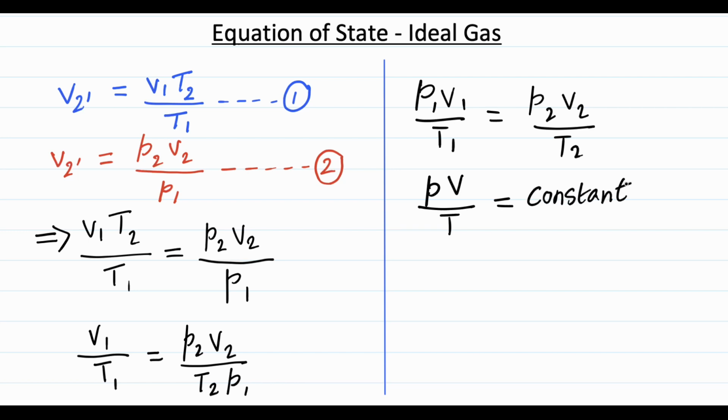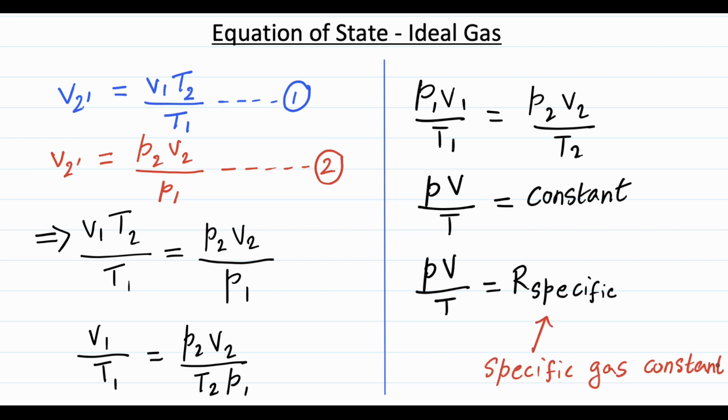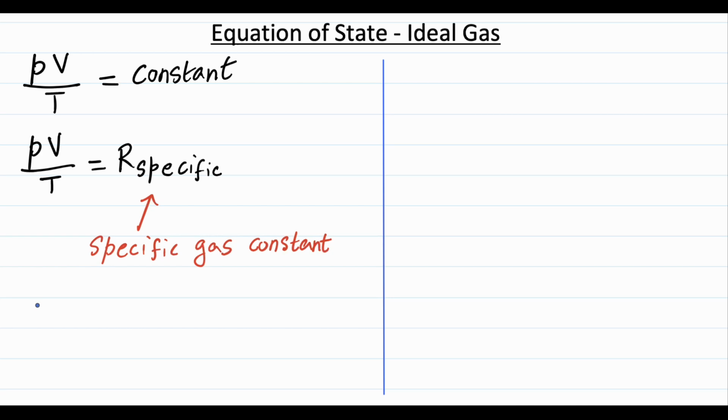or we can say PV by T is a constant, and this constant is going to be given the notation R. So we can write it as PV by T is equal to R specific. This R is the specific gas constant. When we rearrange this, we get the equation of state, which is PV equal to R specific into T.